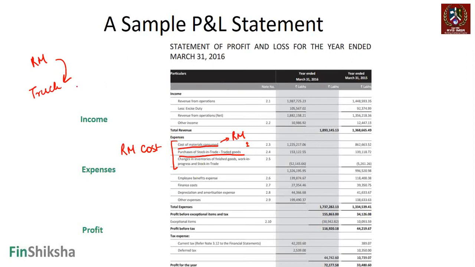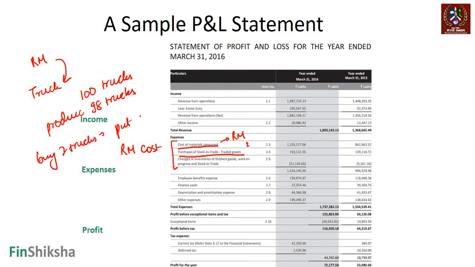Let's say they have an order for 100 trucks, but they can only produce 98 trucks. So what they can do is buy 2 trucks from the market, put their own label on those, add them to the 98, and sell the 100 trucks. They can do that. So this is traded goods.